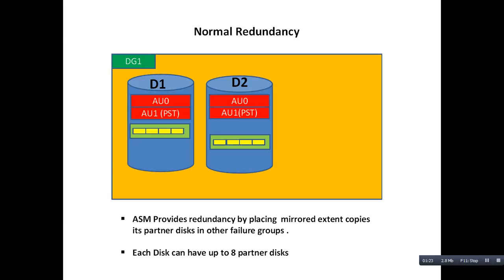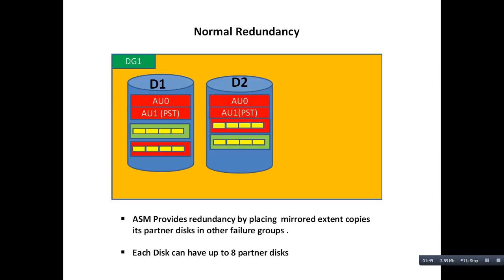So every primary extent on D1 can have its mirrored extent copy on D2, and every primary extent on D2 can have its mirrored extent copy on D1. So for a normal redundancy disk group with two failure groups, D1 is the partner for D2, and for D2, D1 is its partner.